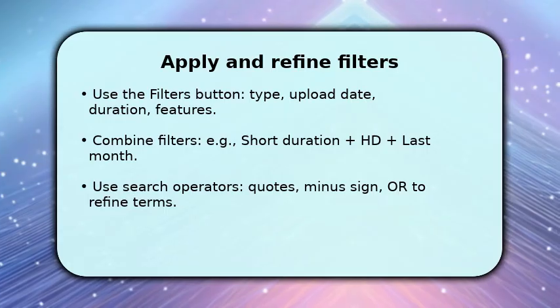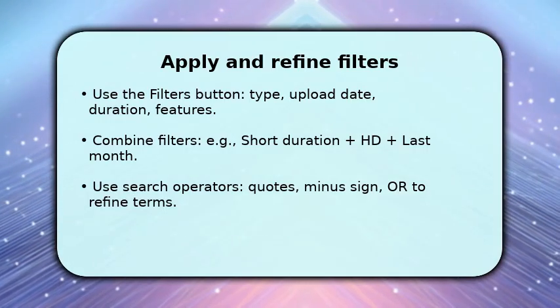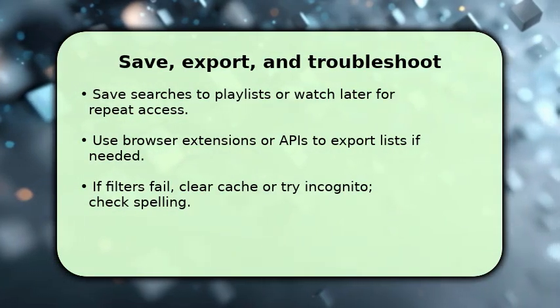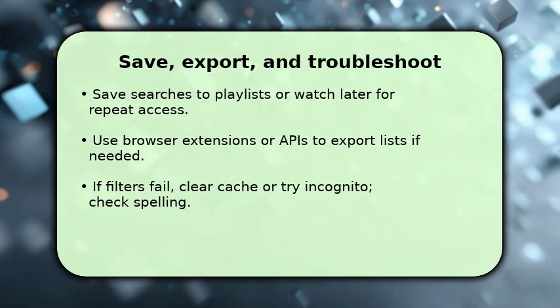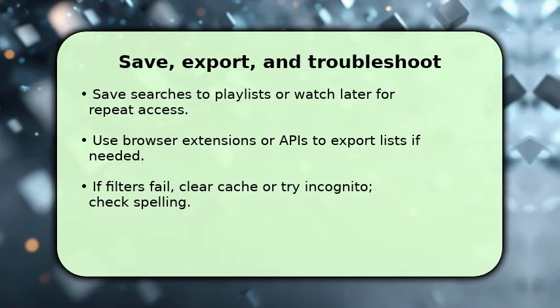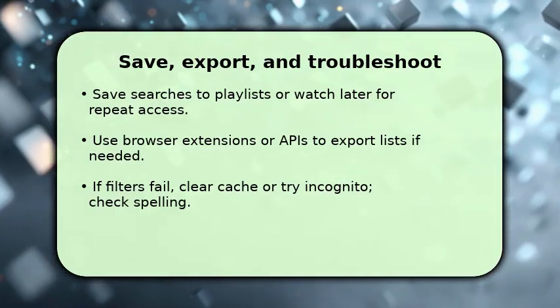Once done, scan thumbnails and timestamps so you know which results match your play style or editing needs. Finish by saving fruitful videos to a playlist or watch later so you can return quickly. This also teaches the algorithm. If you need bulk lists, use a trusted browser extension or YouTube API to export results. Make sure permissions are minimal.